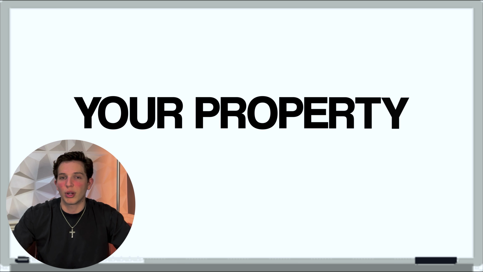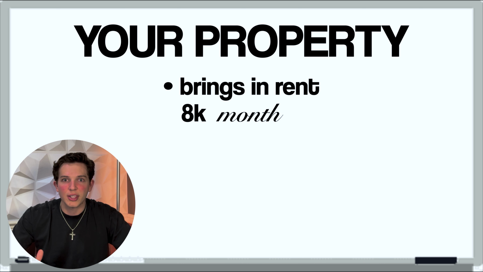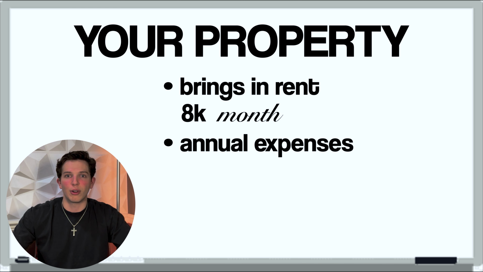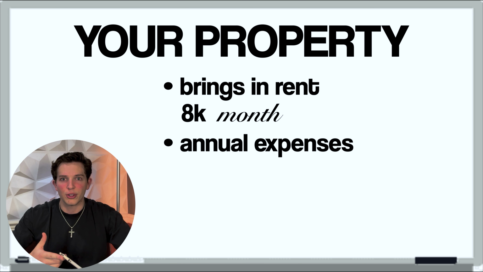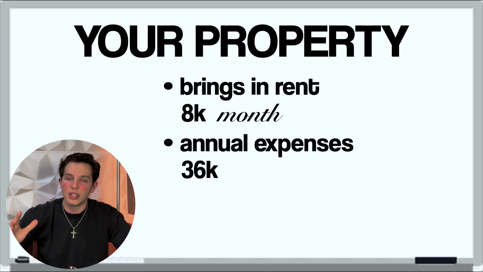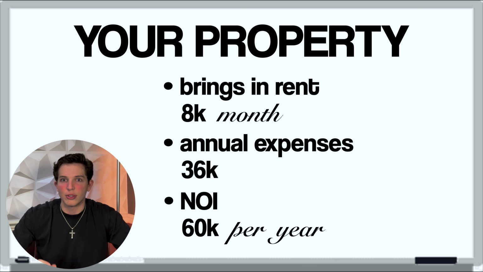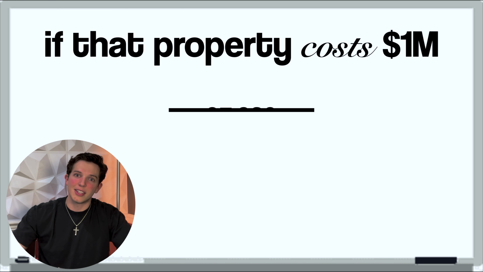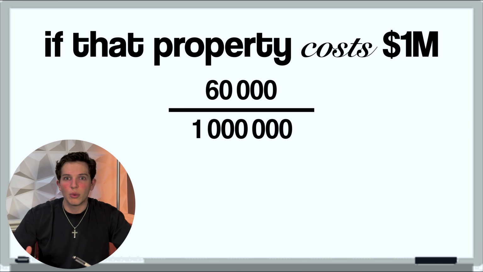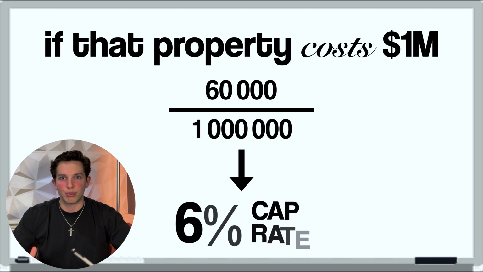So if your property is bringing in $8,000 a month in rent and your annual expenses from insurance, property tax, management fees, and even repairs total $36,000, your NOI is $60,000 per year. If that property costs $1 million, you divide 60,000 by 1 million, which gives you a 6% cap rate. That means the property is generating a 6% return based purely on its income, ignoring the financing.